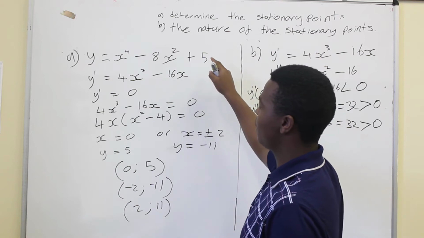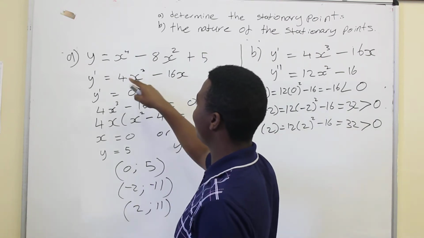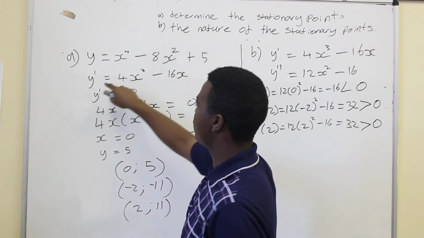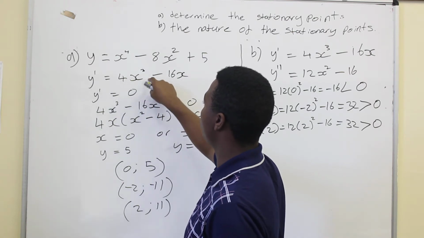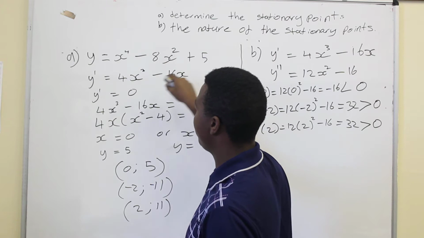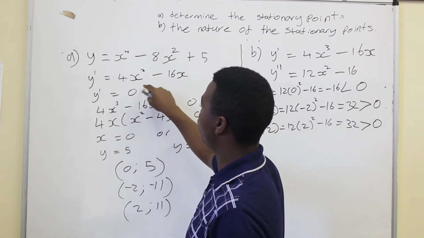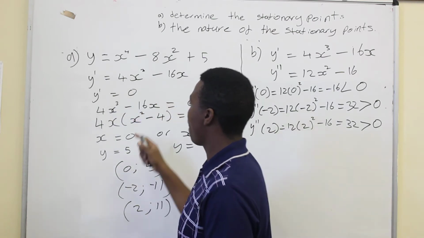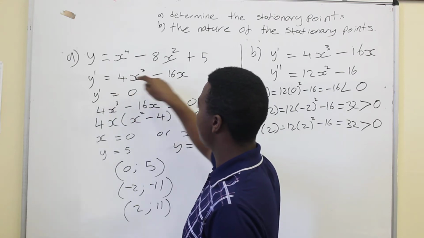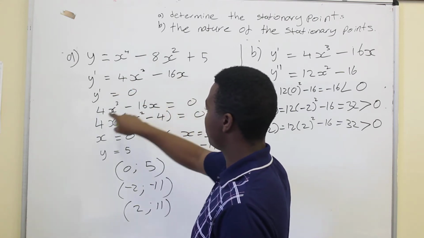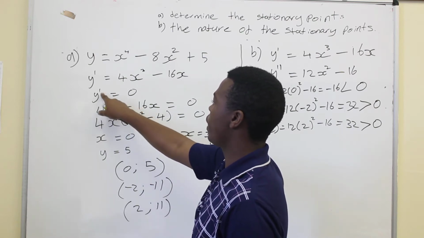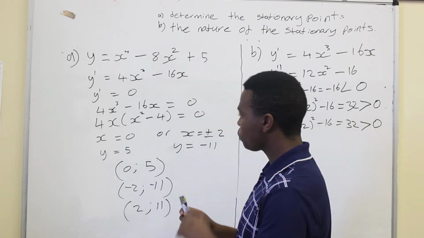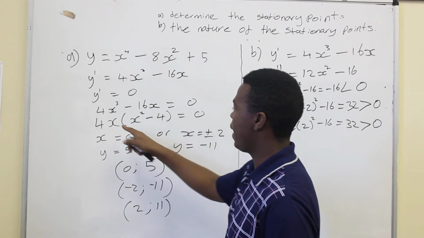What I'm going to do, or what I've already done, is find the first derivative of that function, which is 4x cubed minus 16x. To find the stationary points, I have to equate this to 0. This is my first derivative, y prime, and I equated it to 0. After that, I solved for x.